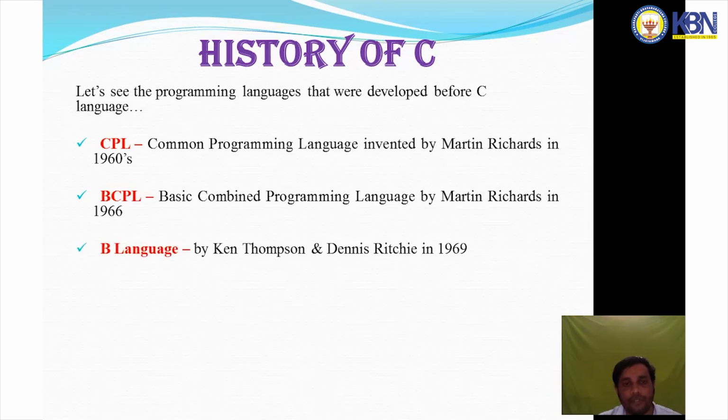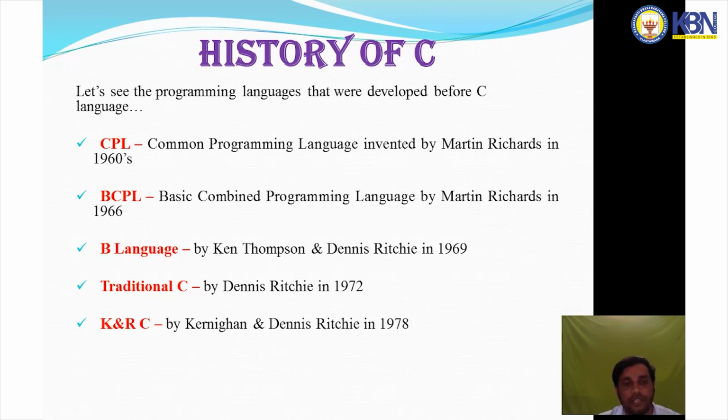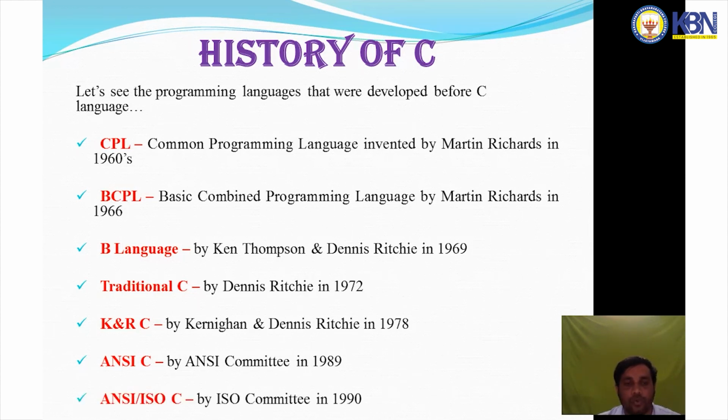The B language was developed after the BCPL language. It was developed by Ken Thompson and Dennis Ritchie in 1969. After that came traditional C language, developed by Dennis Ritchie in 1972. The next version of the C language is K and R C, by Dennis Ritchie in 1978. After that, ANSI C was developed by the ANSI committee in 1989. The next one is the ANSI ISO standard of the C language, developed by the ISO committee in the 1990s.